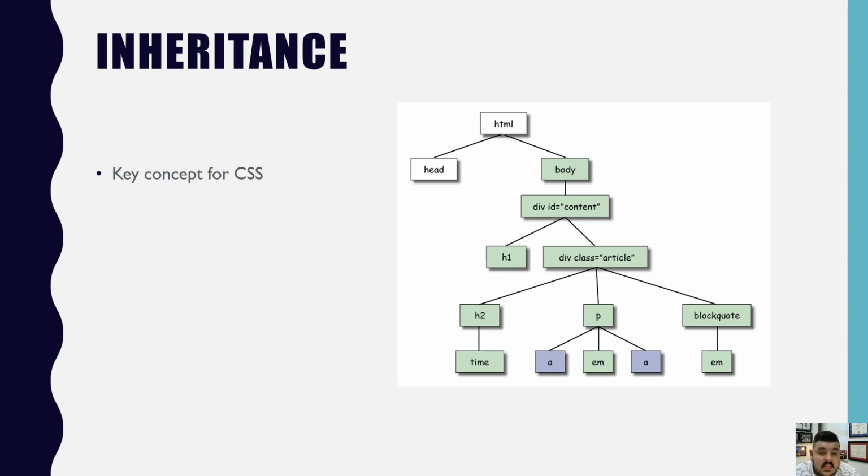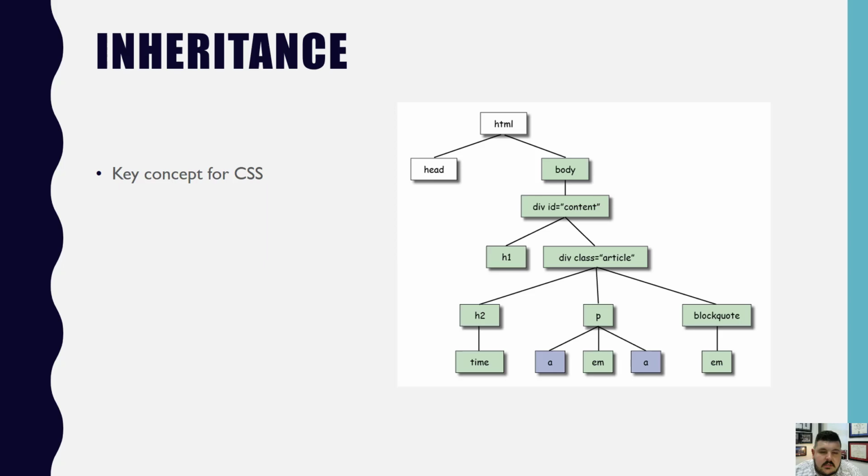Let's say my selector is the div ID content. If we say that we want everything inside of div ID content to have blue text, well, in this diagram, we can see that H1, div class article, H2, paragraph, block quotes, all of those elements are still under div ID content.